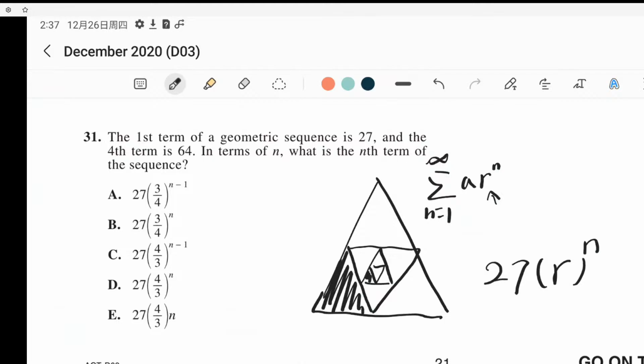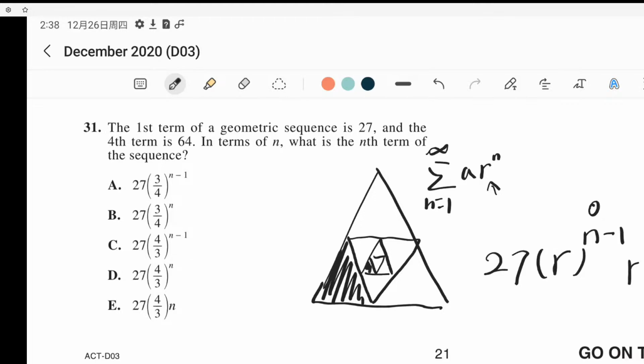And because we're starting at n equals 1, we can write this as n minus 1, because when n is 1, 1 minus 1 gives us 0, and any number to the power 0 is going to be 1, most of the time. I believe 0 to the power of 0 is undefined, but that's a later problem. This has nothing to do with this. But now we just need to find what r is.